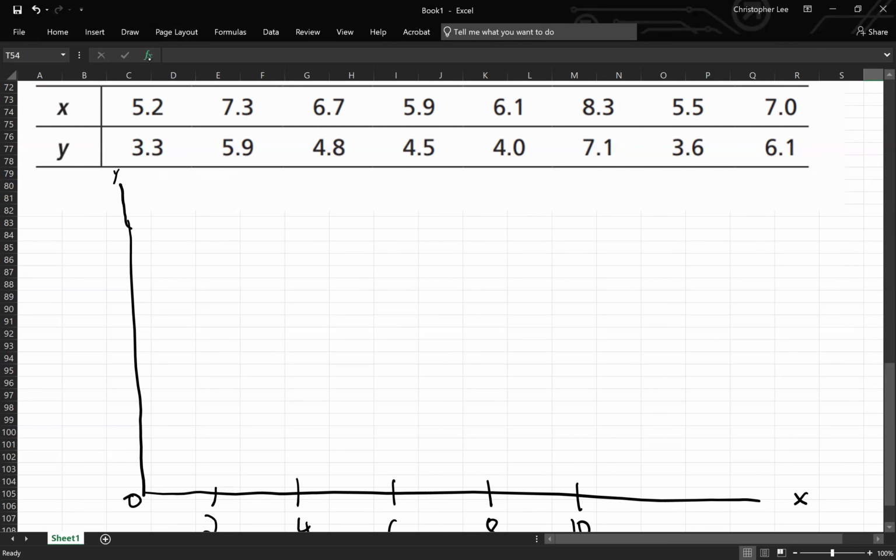Now I'm looking at the Y's. Let's look at the numbers that we have for the Y's. I have 3.3, 5.9, 4.8, 4.5, 4.0, 7.1, 3.6, 6.1. So my largest number there is 7.1. So I have to figure out how I'm going to get from 0 to 7.1. Do I want to go by ones? Twos? Fives? Tens? All right, let's go by twos. So if I have 2, 4, 6, 8. I don't have to do 10, but I'm going to do 10.